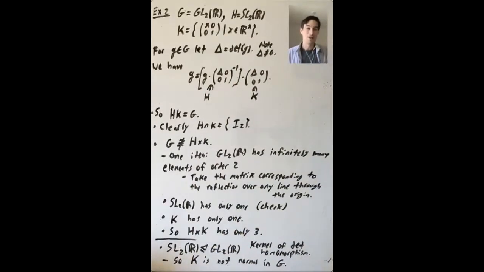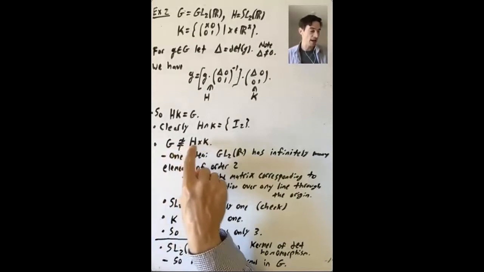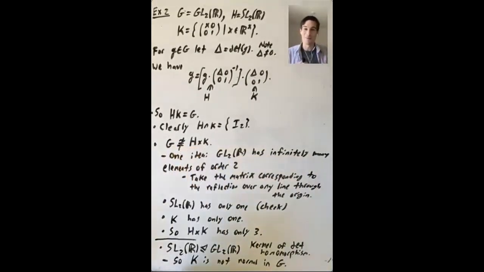Okay, so G is not isomorphic to a direct product of H and K, but there's still some nice sense in which G is built out of H and K. And that's what we're building towards in this lecture. So I'll pause and erase, and I'll do one more different type of example that doesn't come from 2x2 matrices.